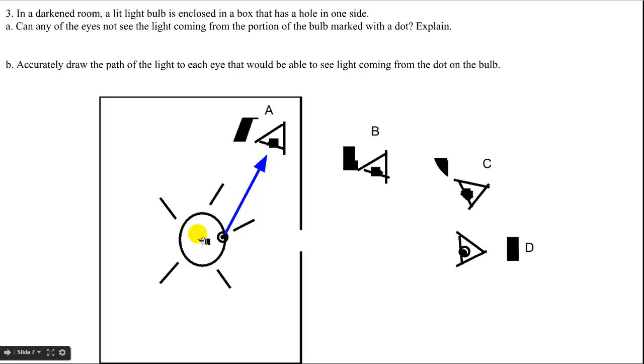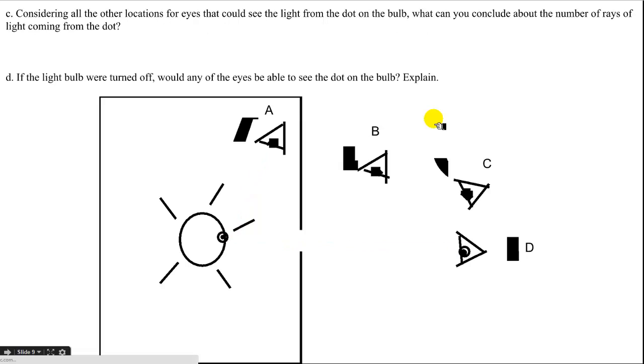So for A, there's obviously a direct path, a straight line, directly from the light source to A, and from the light source to D, but there's not a direct straight line from the light source to B or the light source to C. So I'll let you answer 3A on your own from that.